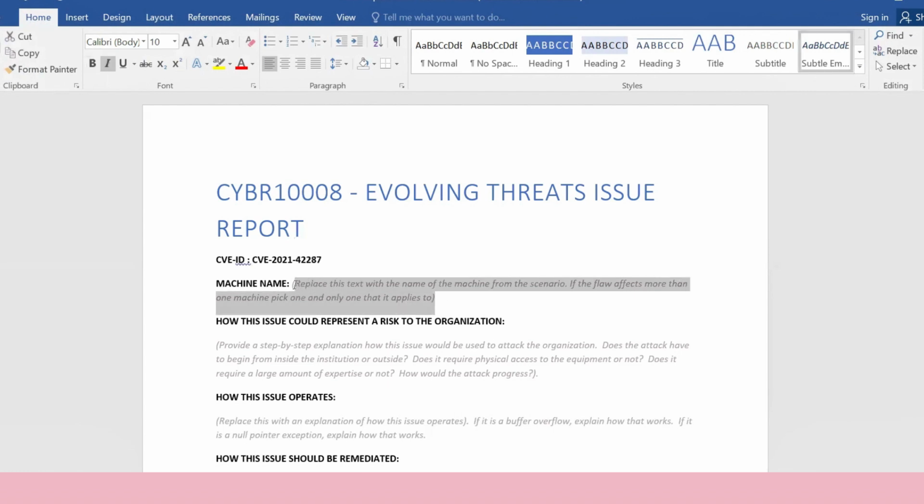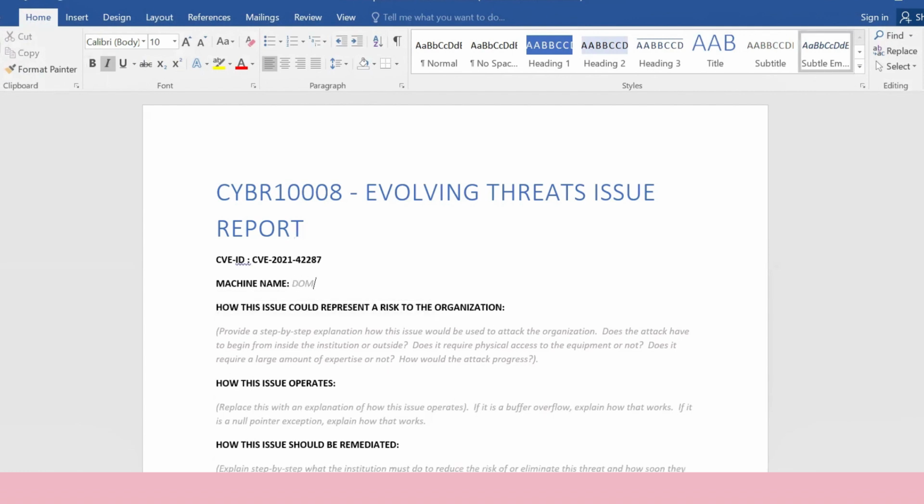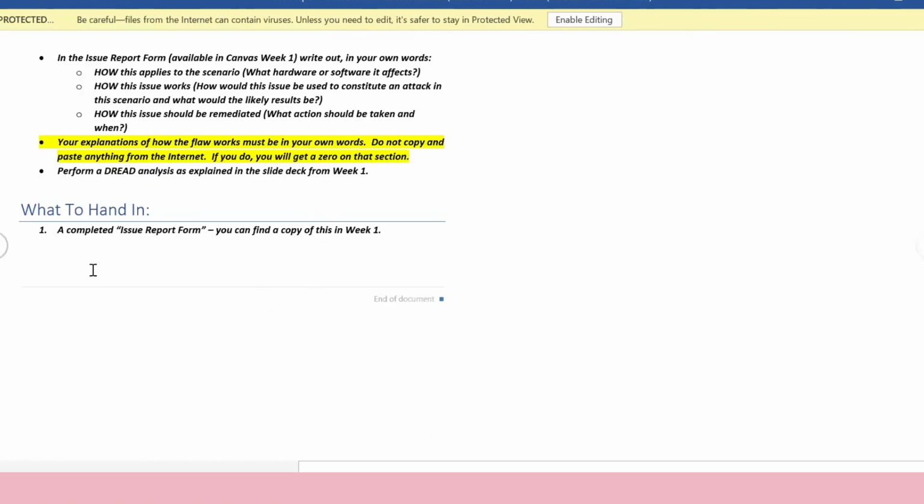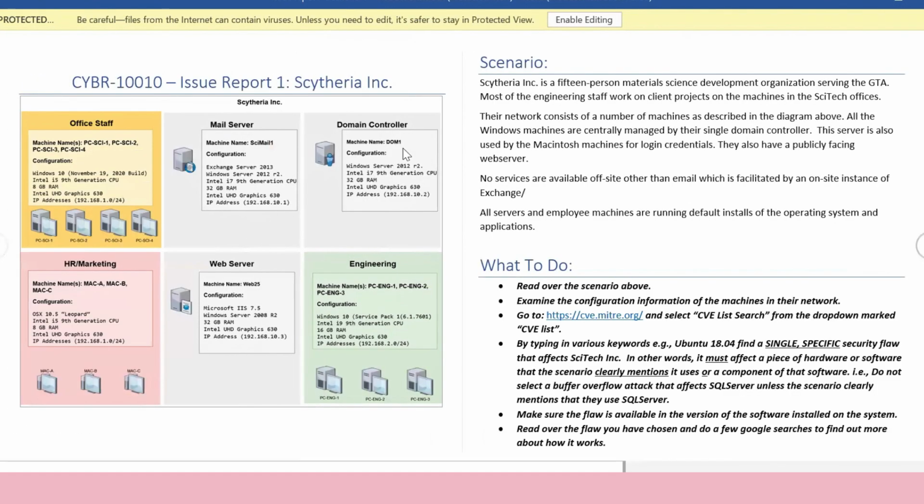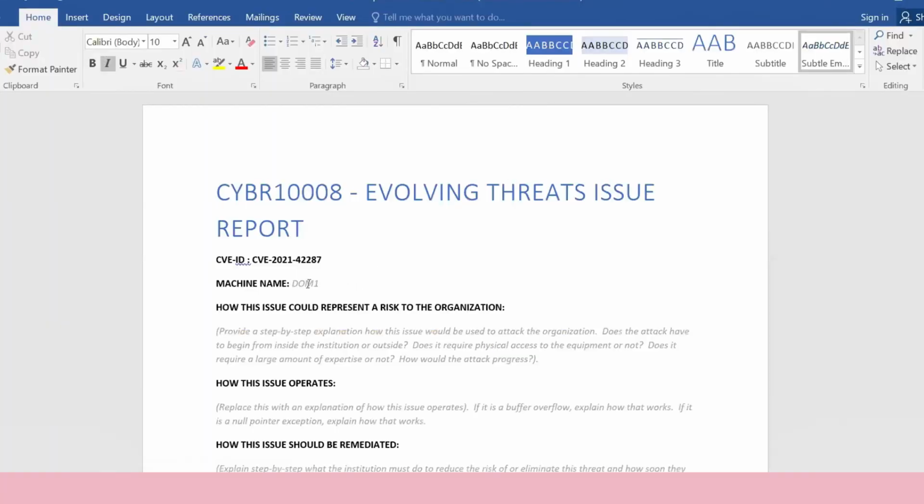Then the machine name, it said replace this with the machine name. So DOM1 from the diagram. If you look at this, the machine name here is DOM1. Yeah, DOM1. So that's the name. Just make this folder.